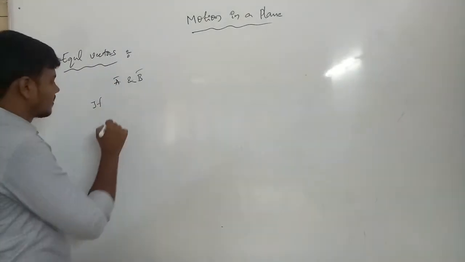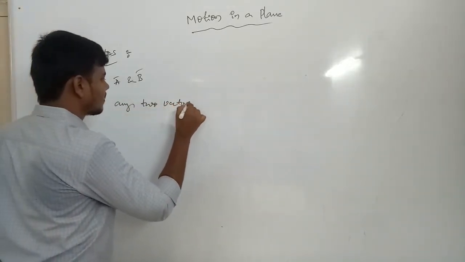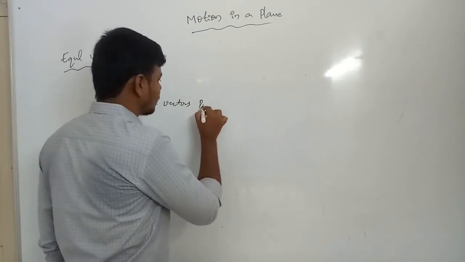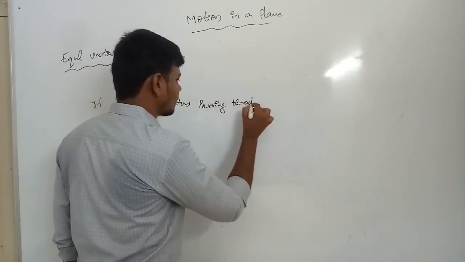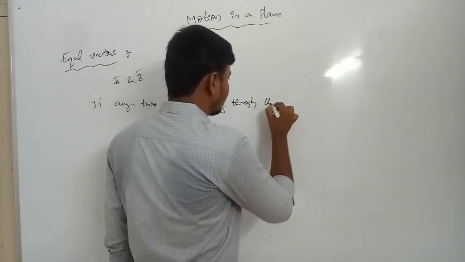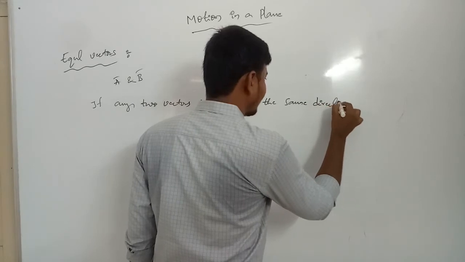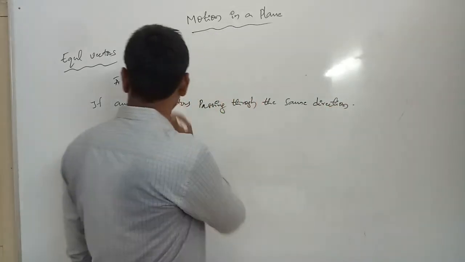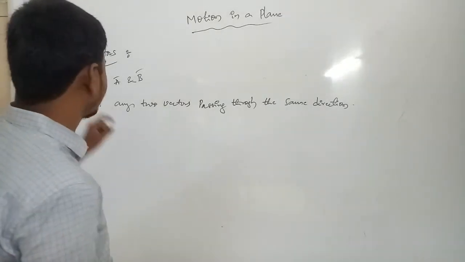If any two vectors are passing through the same direction, they are known as equal vectors.